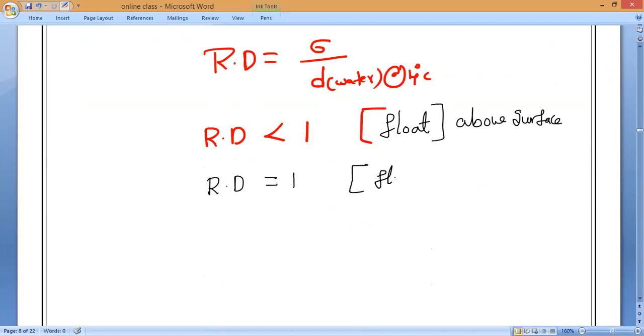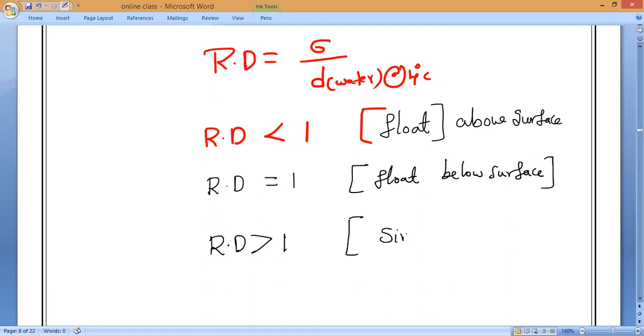Now, if relative density is equal to 1, the object will float below the surface. Next, if relative density is greater than 1, then what will happen, guys? The object will sink. This is what you all need to remember.